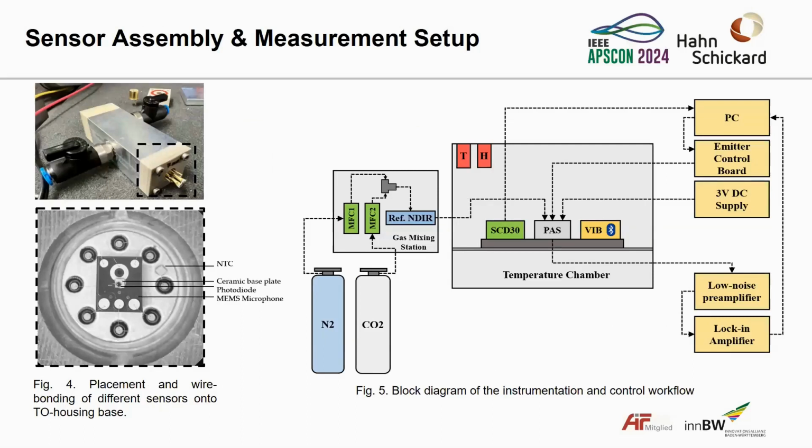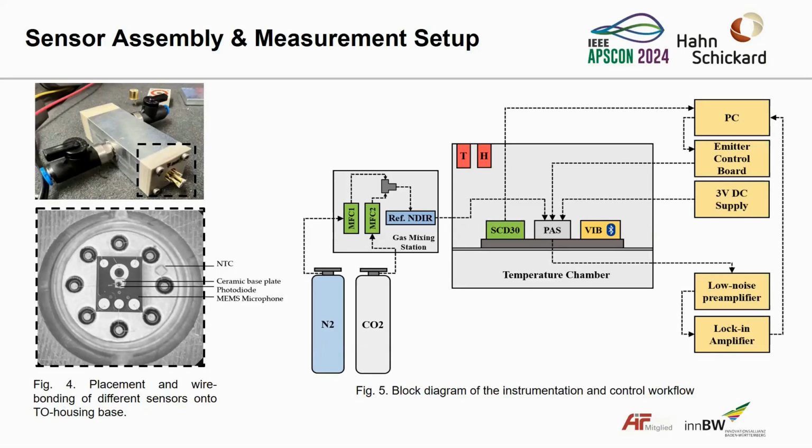And here is the sensor assembly and measurement setup. What you see on the left is how the whole photoacoustic sensor looks. It contains the detector volume, which contains an NTC, a ceramic base plate, a photodiode, and a MEMS microphone. It is sealed under 100% carbon dioxide, because we don't want any kind of dilution for the reference signal. On the right side, what you see is figure 5.